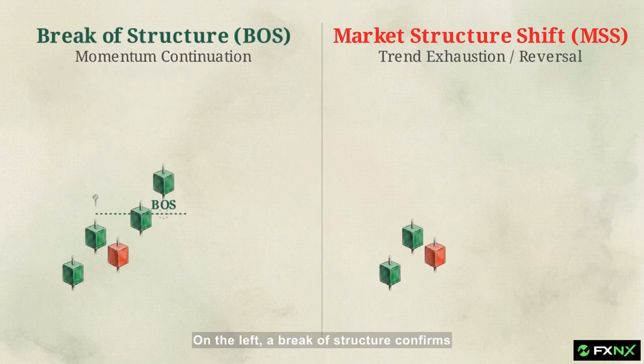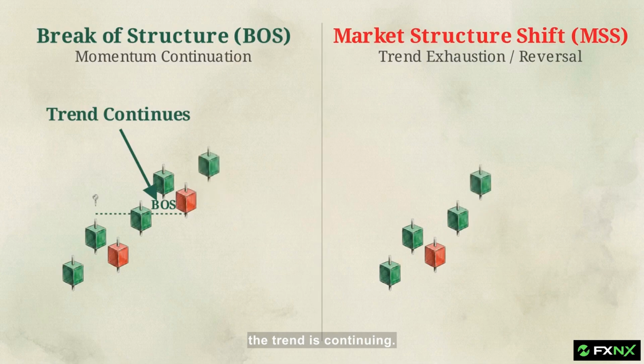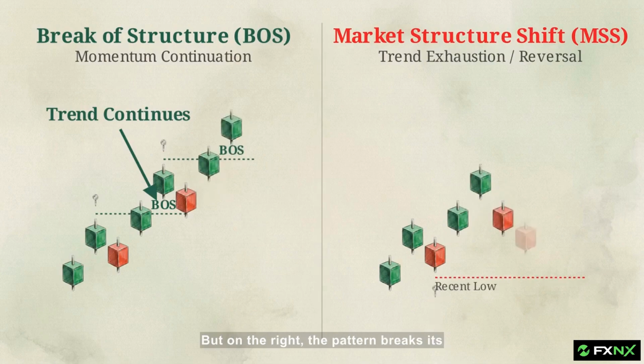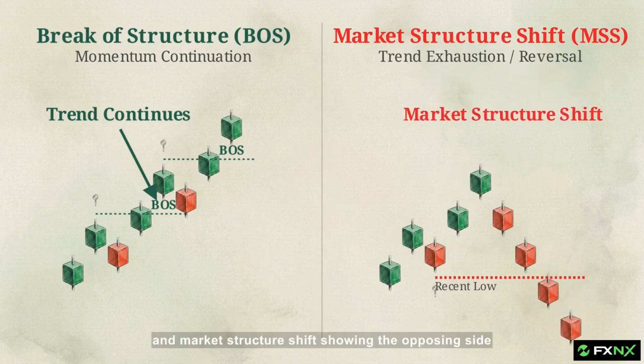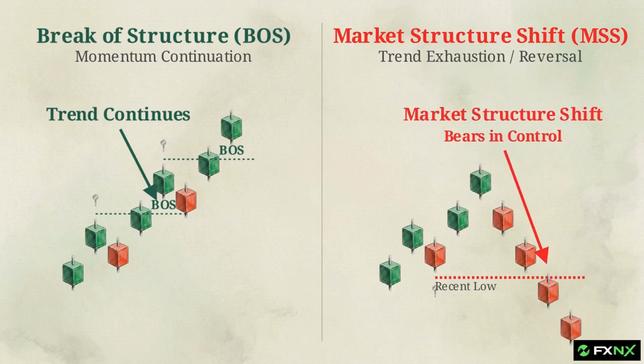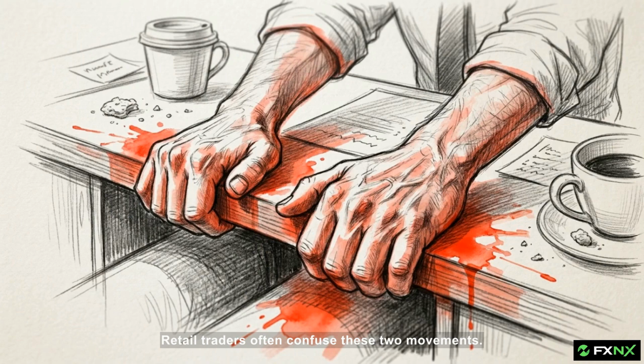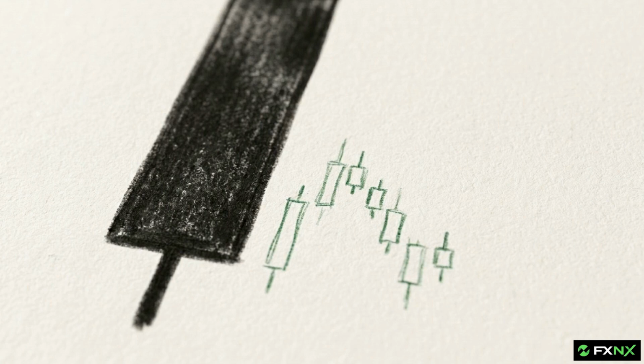On the left, a break of structure confirms the trend is continuing, but on the right, the pattern breaks its most recent low, a market structure shift showing the opposing side taking control. Retail traders often confuse these two movements. Without a system to filter the price action, these naked breaks leave you vulnerable to sudden changes in market direction.